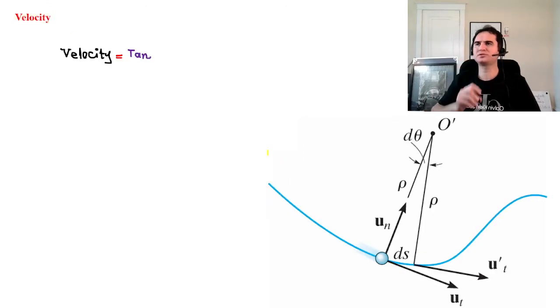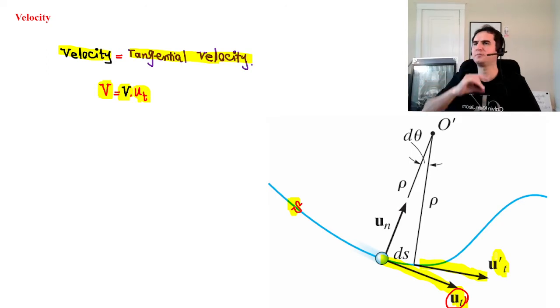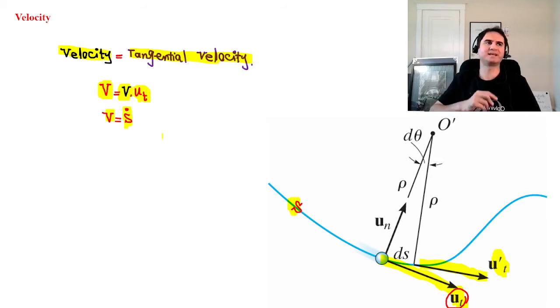But how does that go? The tangential component of velocity is the component which at any instant of time is tangent to the path itself. So the vector v is just the numeric value of v times ut. If that's our path, ut and u prime t are the tangential components of velocity. And v is the derivative of x, so that's s dot or y dot.